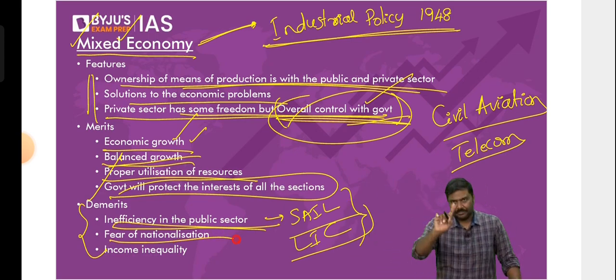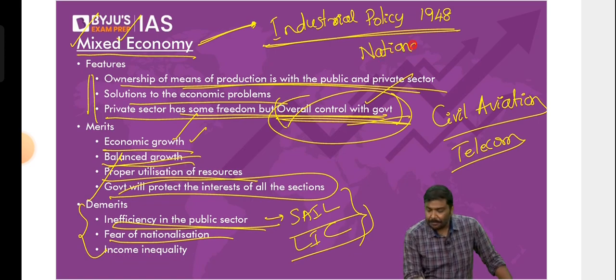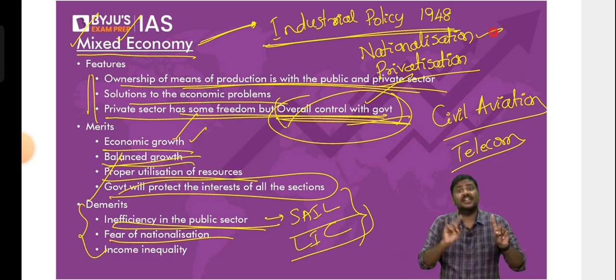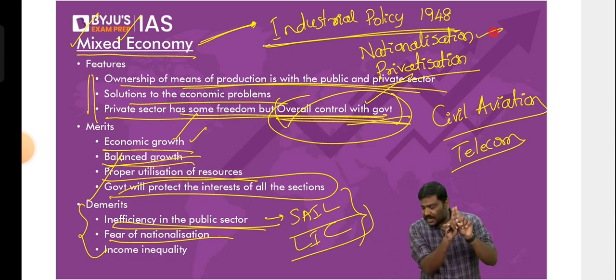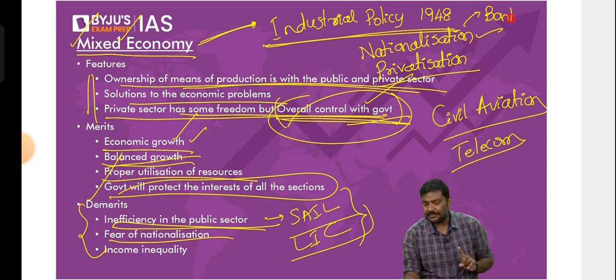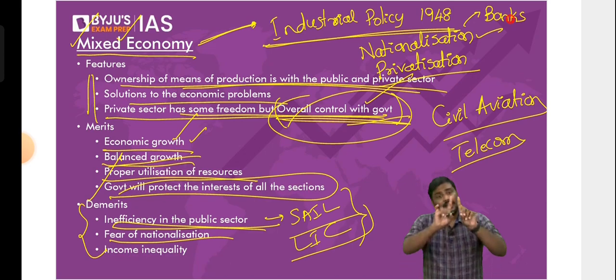There is always a fear of nationalization. Let me explain this. There are two terms: nationalization and privatization. What do you mean by nationalization? Whenever the ownership is transferred from the private sector to the government, it is called nationalization. Any doubts? Let me know. Example: earlier, banks were nationalized. We'll discuss this later, don't worry. Earlier, in 1970 and 1980, the banks were nationalized.